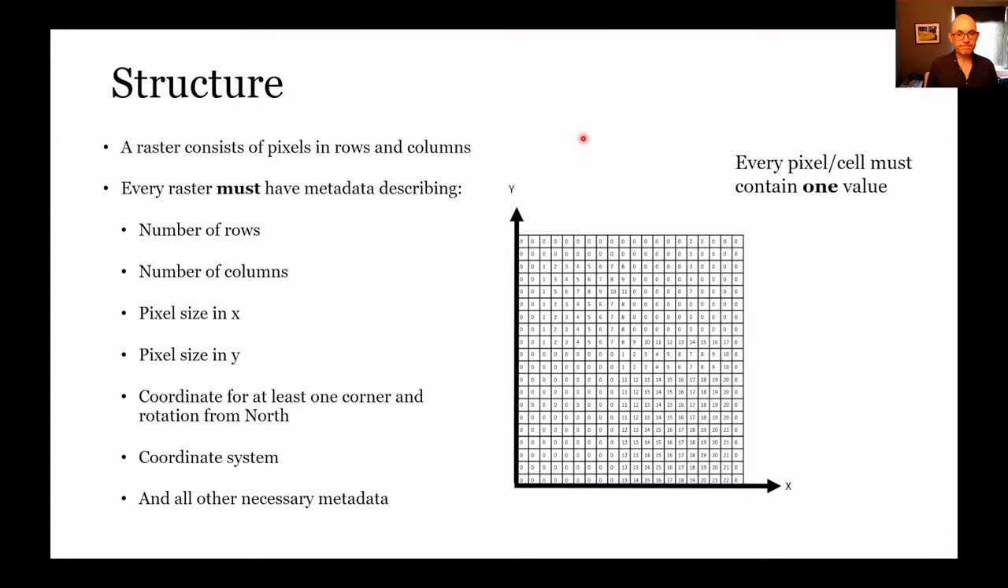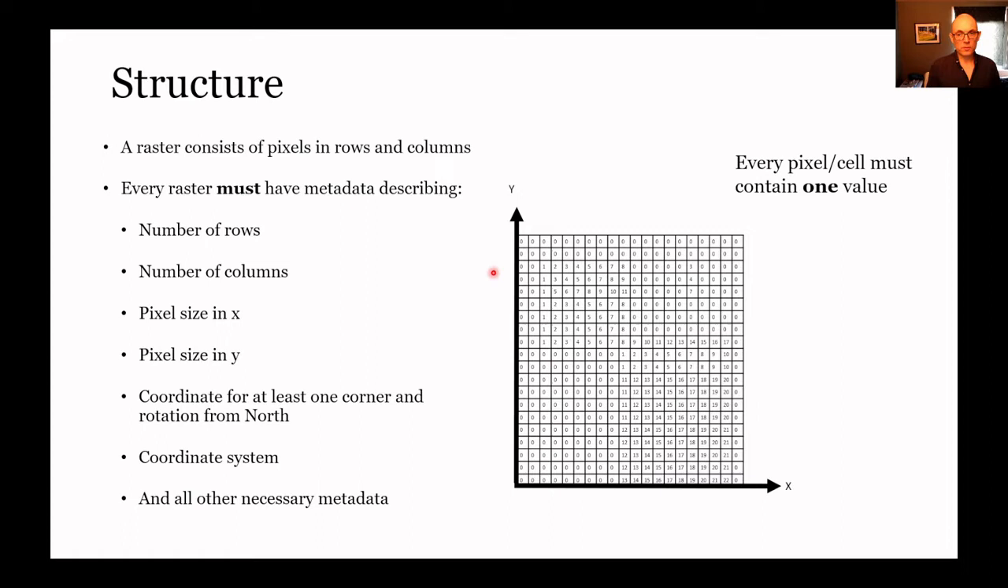So how are these built up then? Let's just go through some concepts and some constraints that we have. So the raster will consist of pixels or cells. As I said, we use the terms interchangeably, but generally speaking, pixels for images and cells for other types of data. And they're stored in rows and columns. We have rows and columns here in this figure. And we must describe the data. We must describe the number of rows and the number of columns.